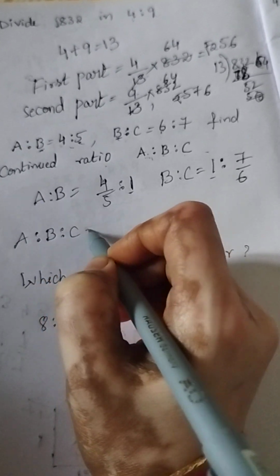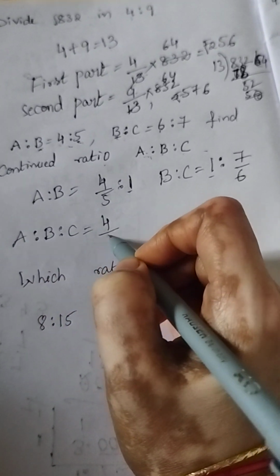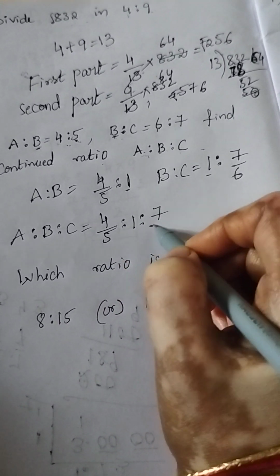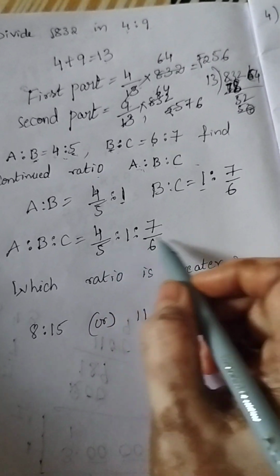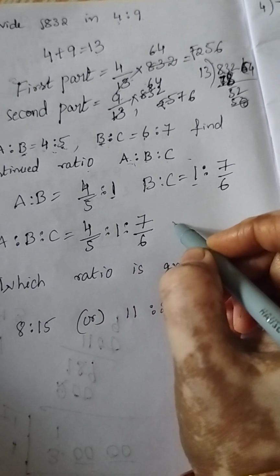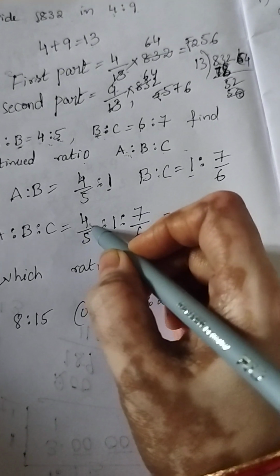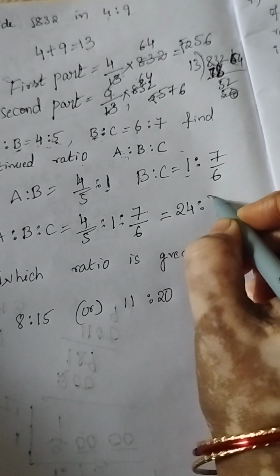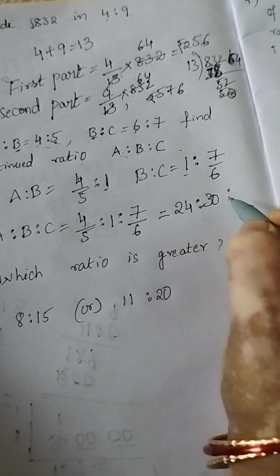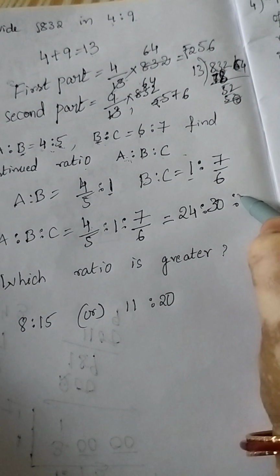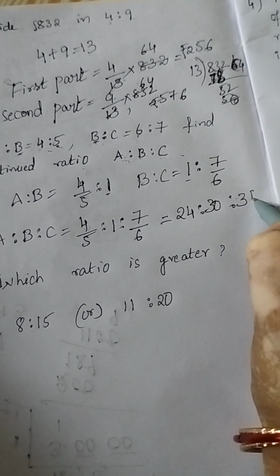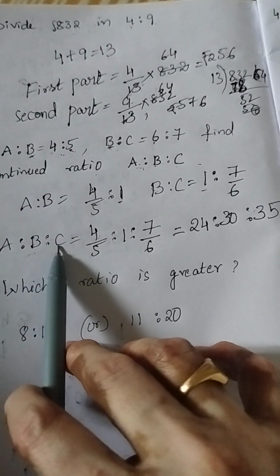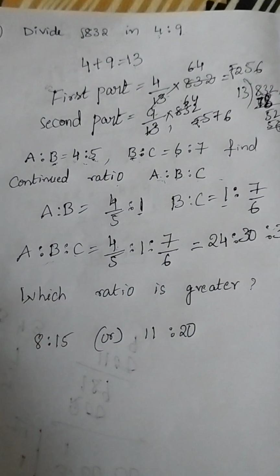A is to B is to C is 4 by 5 is to 1 is to 7 by 6. First you should take the LCM, that is 30. With 6 you multiply, it means 24 is to 30 is to, with 5 you multiply, it is 35. So this is the continued ratio for A is to B is to C.